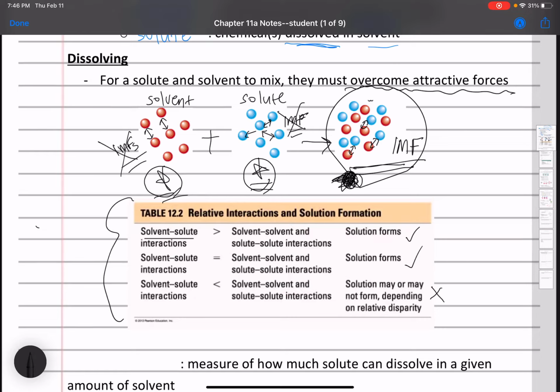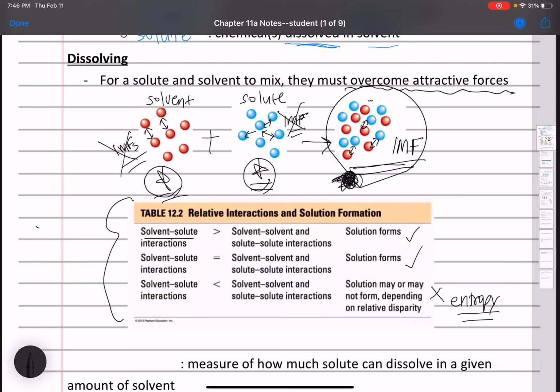Now, it can still form if there is enough entropy. So if the entropy is strong enough, the sort of pull to randomize, then it might still happen.